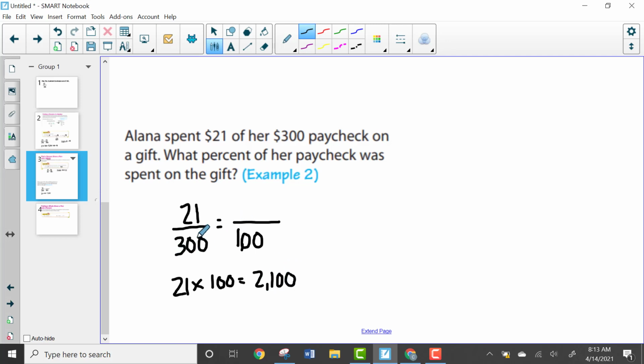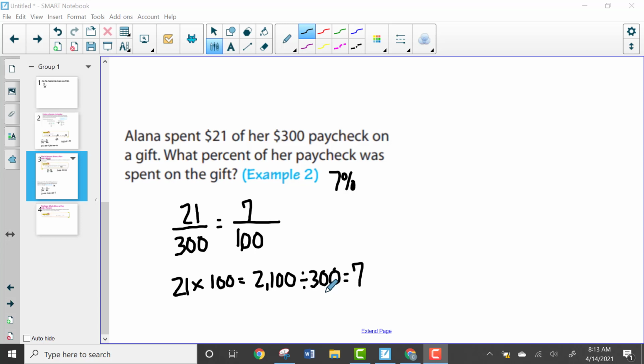And now my next step is we divide by that next number. We divide by 300. And that's going to give us 7, which equals 7%. What percent of her paycheck was spent on the gift? 7% of the $300 was spent on the gift.